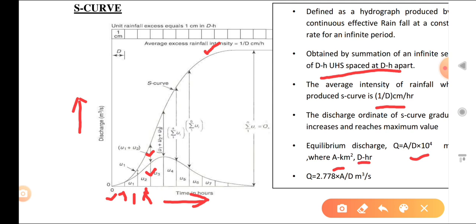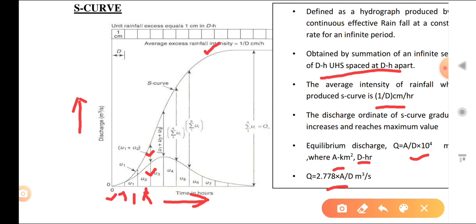When you have to find Q in meter cube per second, it will be equal to 2.778 multiplied by A divided by d. Same here, the area is in kilometer square and d is in hours.